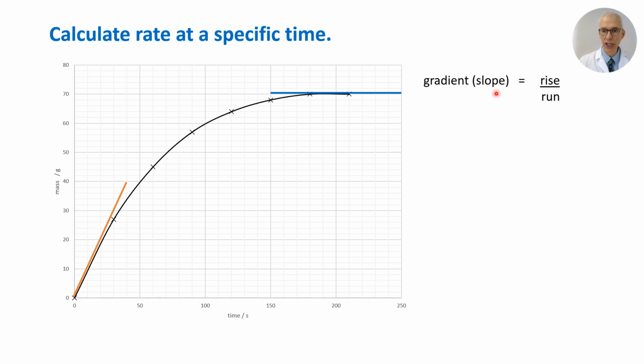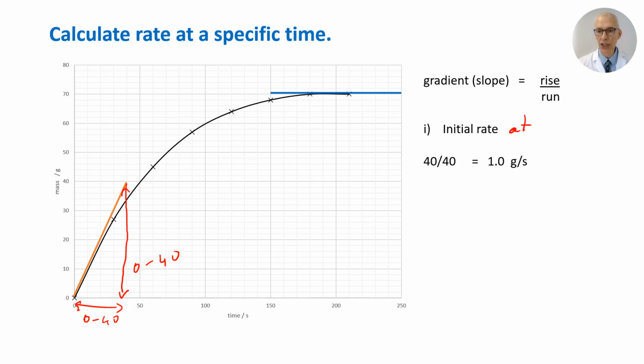To calculate the gradient, I need to have the rise divided by the run, up divided by along. So to do that, I simply have a look at the rise, which is from 0 to 40, and the run, as it happens, is also 0 to 40. So my initial rate, in other words, at time 0, is 40 divided by 40, which is 1 gram per second.